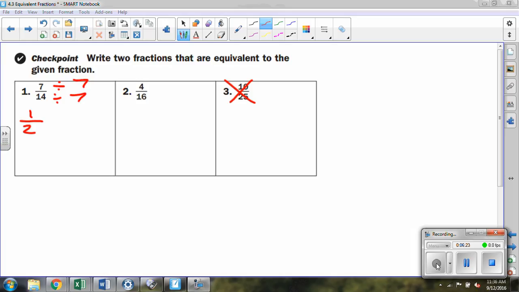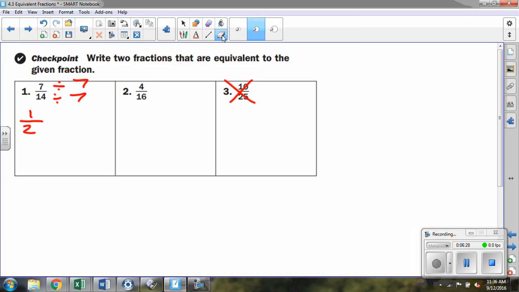Of course, that's a technique that you probably remember is simplifying fractions. But we don't have to do dividing. We can also multiply. And if you multiply, you can take anything you want. Pick any number. Go. Okay, so pick 4. 7 times 4 equals 28. 14 times 4 equals 56. And we have created more equivalent fractions. Both of those are correct.